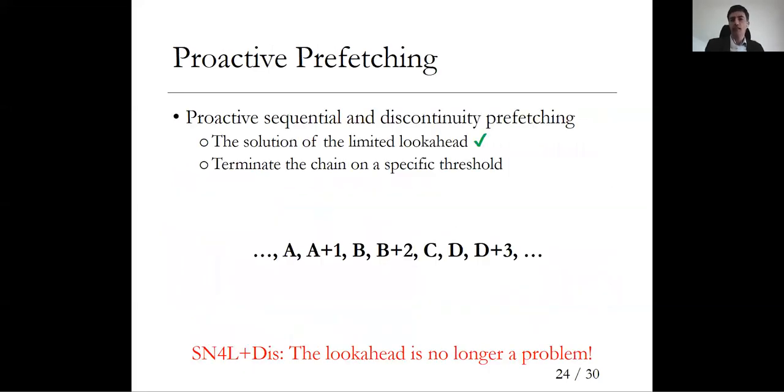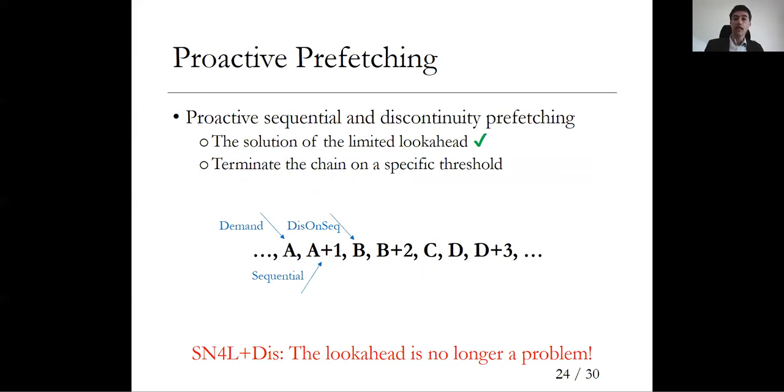What about the timeliness problem? We address the timeliness problem using a proactive prefetching mechanism. The idea is that instead of triggering the sequential prefetcher or discontinuity prefetcher only on demand accesses, let's also trigger them on the prefetch accesses. So if A is a demand address, that triggers the sequential prefetcher, and the sequential prefetcher prefetches A plus one. A plus one may trigger the discontinuity prefetcher, and the discontinuity prefetcher prefetches B.